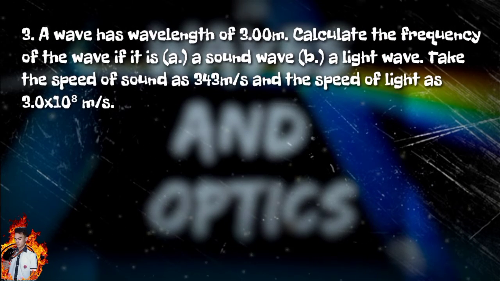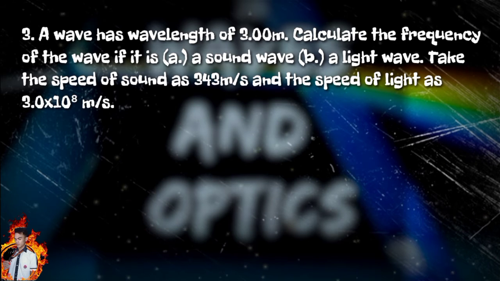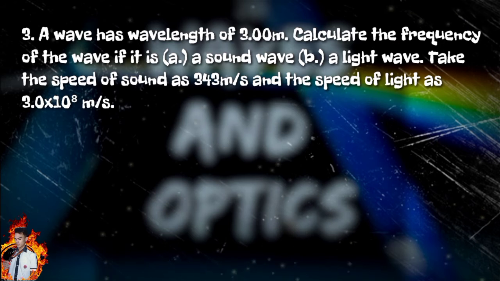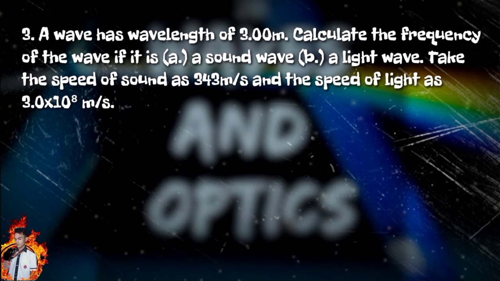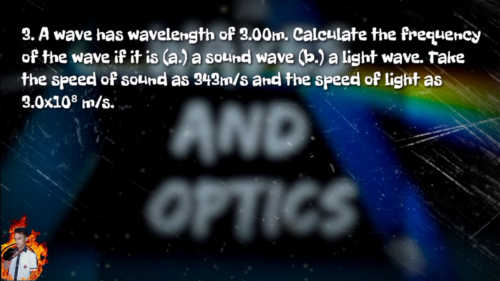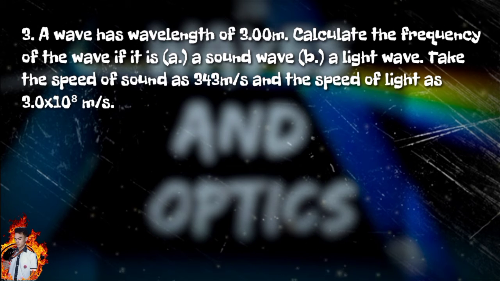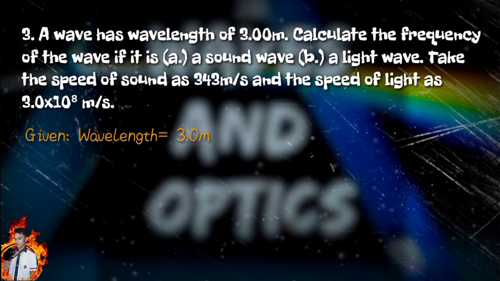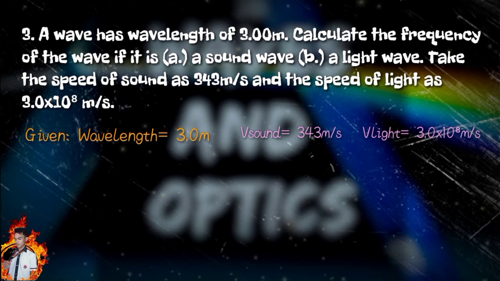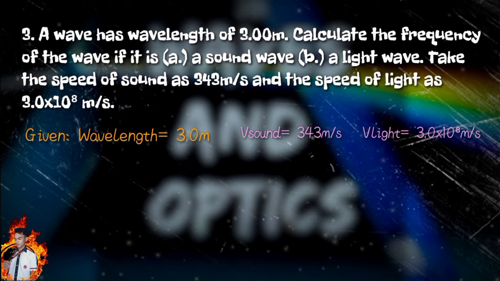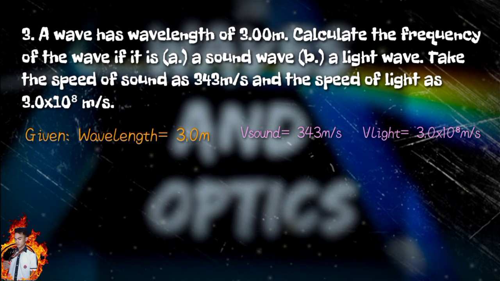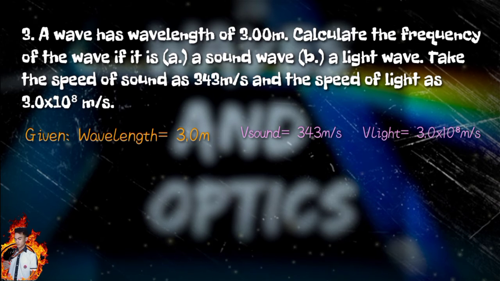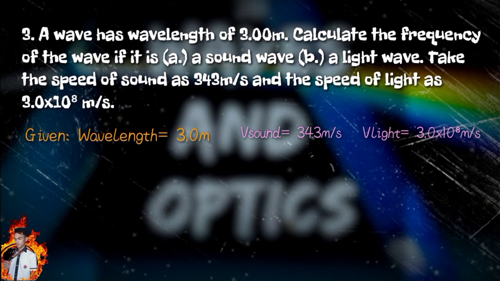A wave has wavelength of 3 meter. Calculate the frequency of the wave if it is a sound wave and a light wave. Take the speed of sound as 343 meter per second and the speed of light as 3.0 times 10 raised to the power of 8 meter per second. And now, let's identify the given. We have wavelengths of 3.0 meter and the speed of sound 343 meter per second. And the speed of light 3.0 times 10 raised to the power of 8 meter per second.